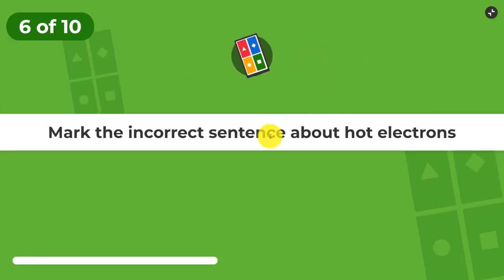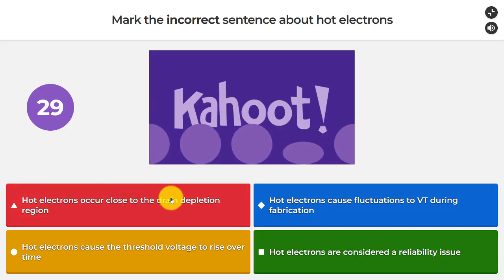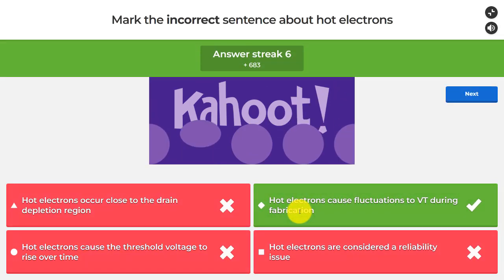Question number 6. Mark the incorrect sentence about hot electrons. Hot electrons occur close to the drain depletion region. Hot electrons cause fluctuations to VT during fabrication. Hot electrons cause the threshold voltage to rise over time, or hot electrons are considered a reliability issue. So which one is incorrect? Well, let's see. It's this one. And how do we know that?